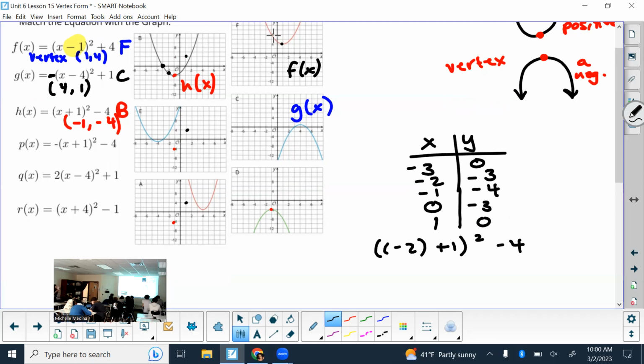All right, table 7. Which one matches with P of X? D. All right, let's see. It's the only one that opens downward that we haven't matched yet. So just on that alone, that works. Vertex for that one, if you're taking notes, is -1, -4. Table 8, which one matches with Q of X?